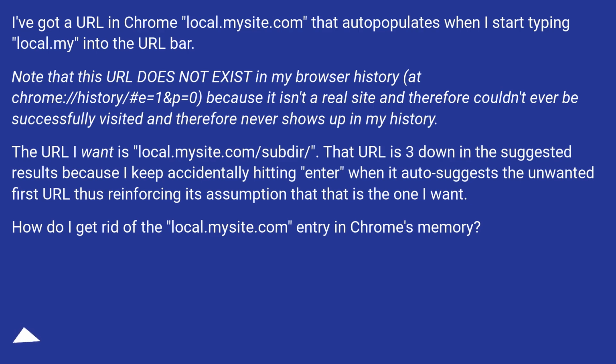The URL I want is local.mysite.com/subdir/. That URL is 3 down in the suggested results because I keep accidentally hitting enter when it auto-suggests the unwanted first URL, thus reinforcing its assumption that that is the one I want. How do I get rid of the local.mysite.com entry in Chrome's memory?